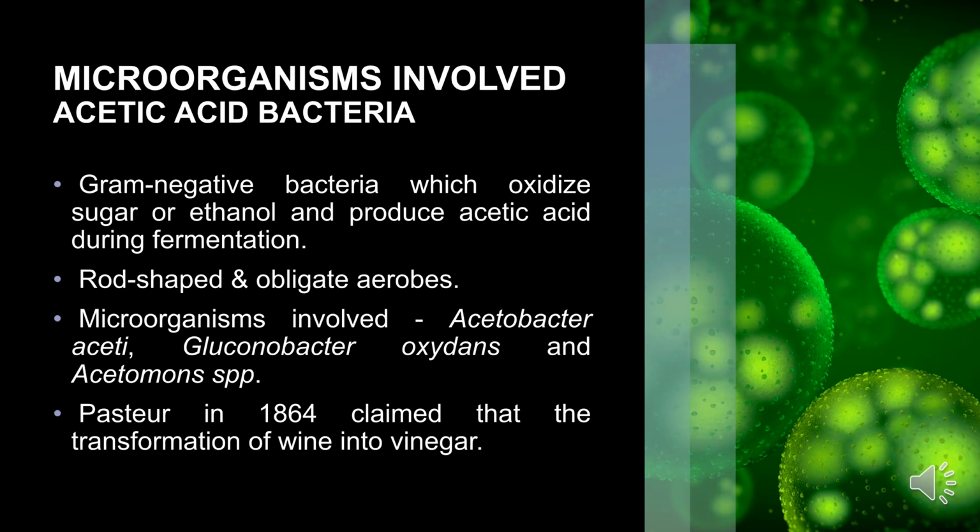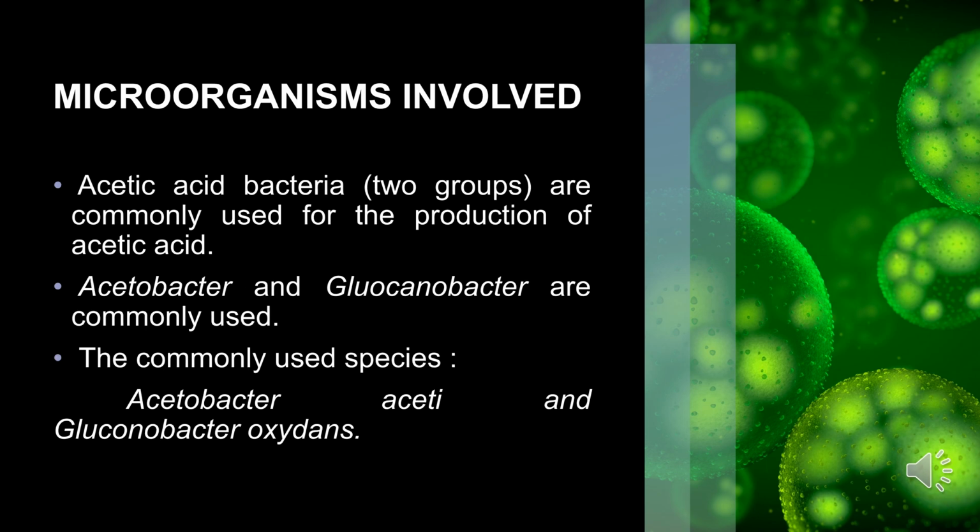Next, microorganisms involved in acetic acid production. Acetic acid bacteria are gram-negative bacteria which oxidize sugar or ethanol and produce acetic acid during the fermentation process. Acetic acid bacteria are rod-shaped and obligate aerobes. Microorganisms involved in acetic acid production are Acetobacter aceti, Gluconobacter oxydans, and Acetomonas species. Two groups of acetic acid bacteria are commonly used for the production of acetic acid. Acetobacter and Gluconobacter are commonly used for acetic acid fermentation. These organisms oxidize ethanol to acetic acid.